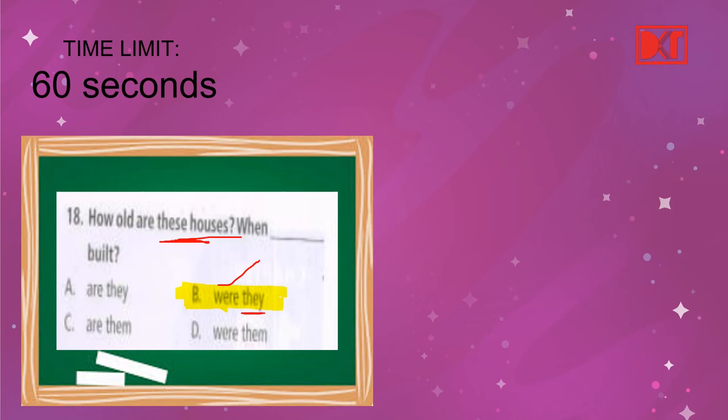Alright. Other options like A, are they, present ki baat ho rahi hai, incorrect. C mein them, the pronoun is incorrect. And in D also the pronoun is incorrect. Alright. And in C, are we used there, which is talking about present, which is also incorrect.